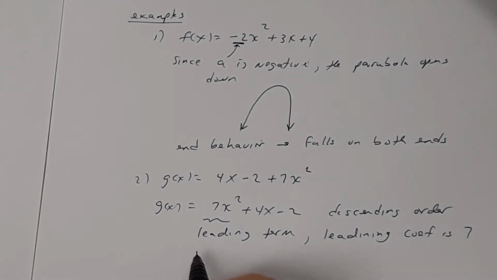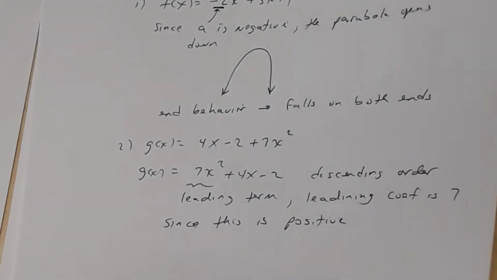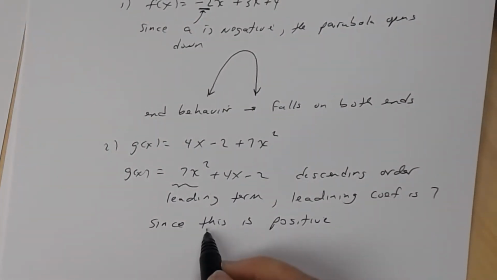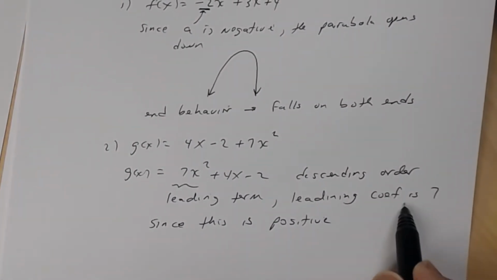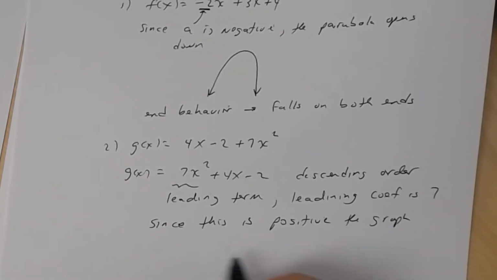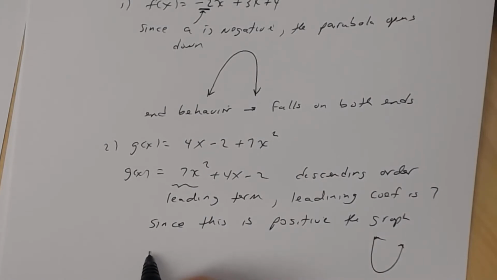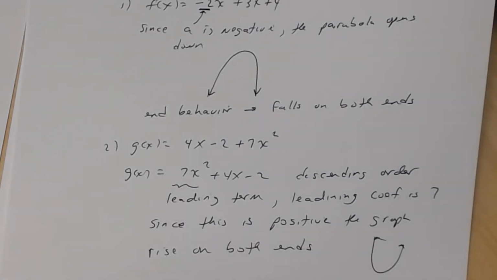So since this is positive, and when I say this, I mean the leading coefficient, since that's positive, the graph, in terms of end behavior, remember the graph does this, so the graph rises on both ends. The graph rises on both ends.